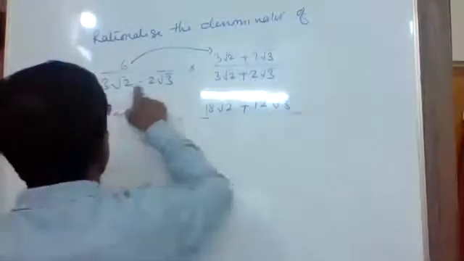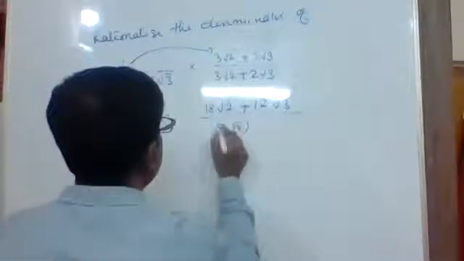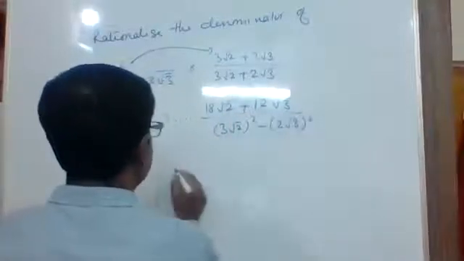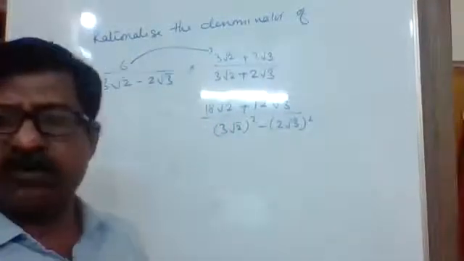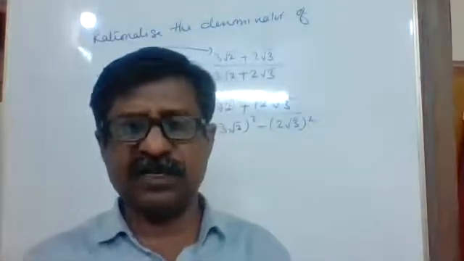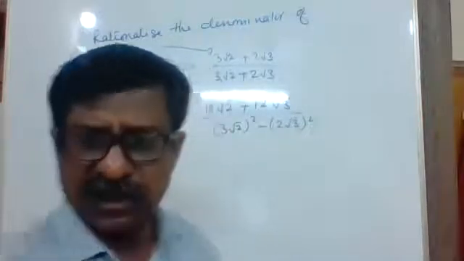It is in the form of a minus b, a plus b. The formula is a square minus b square. Always you are going to get it in the form of a minus b into a plus b, a square minus b square. Clear?